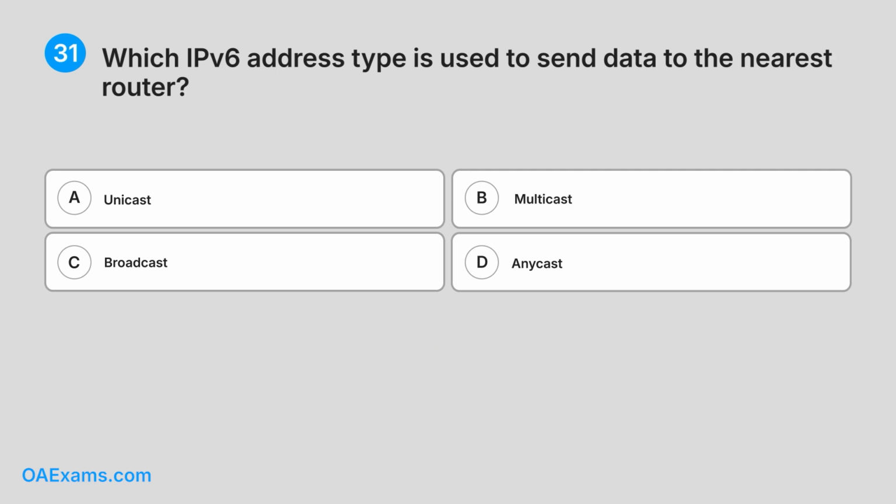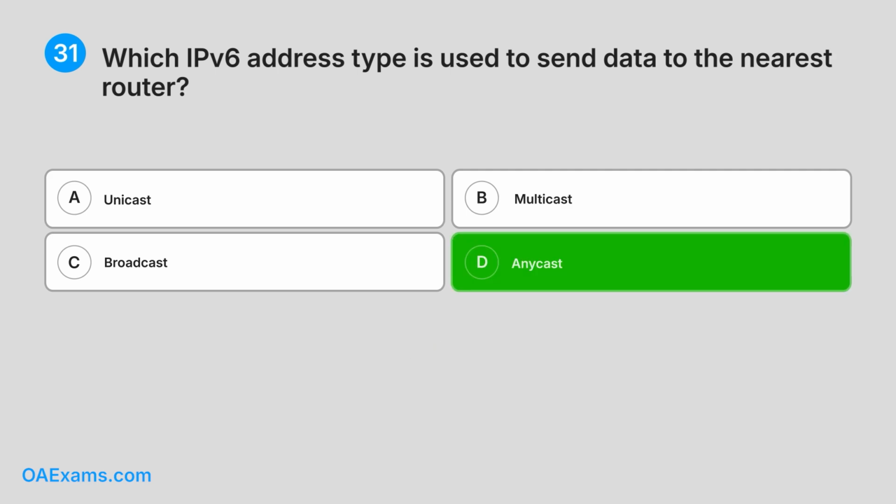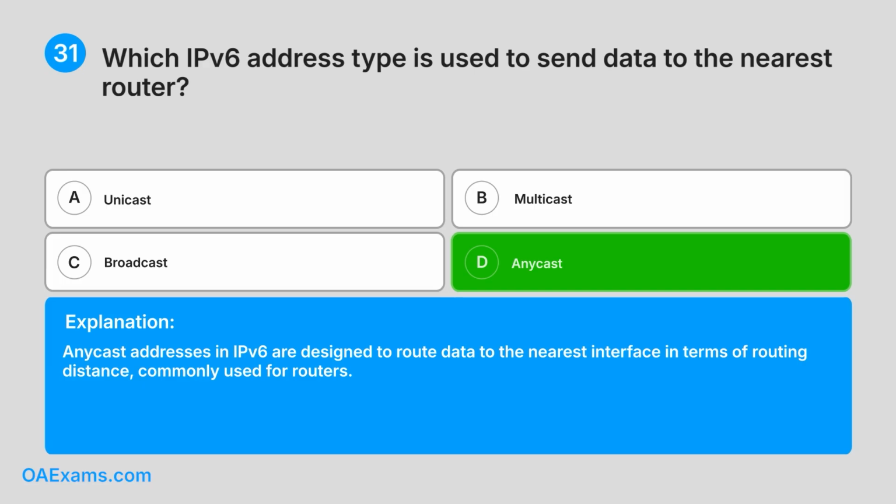Correct answer. D. Anycast. Explanation. Anycast addresses in IPv6 are designed to route data to the nearest interface in terms of routing distance, commonly used for routers.